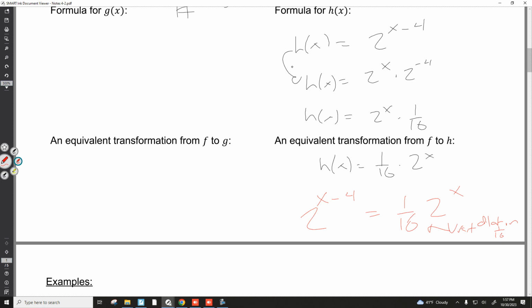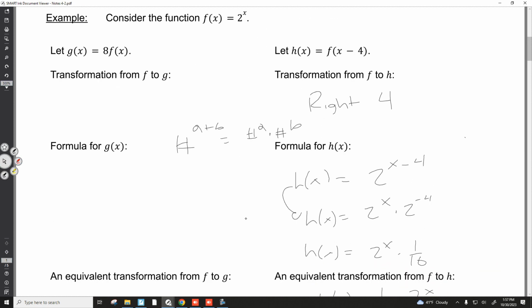If I had any other different value, like 3 to the x or 4 to the x, we would have a different equivalent transformation. So do the one on the left for me. Tell me, a vertical dilation is equivalent to what kind of horizontal translation? This one's trickier. See if anybody can figure this out.